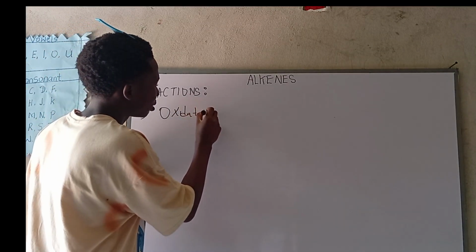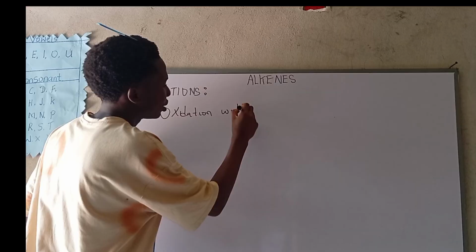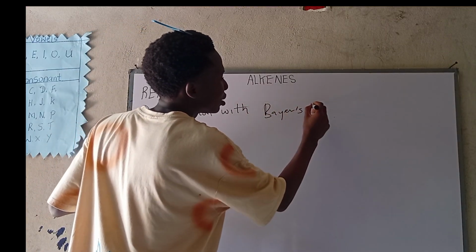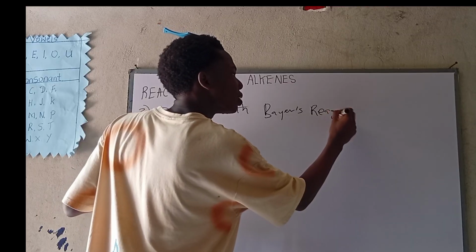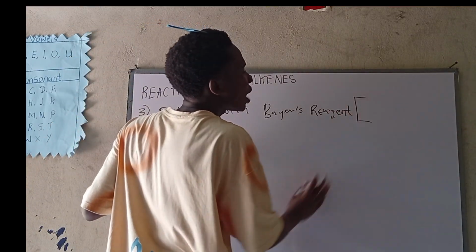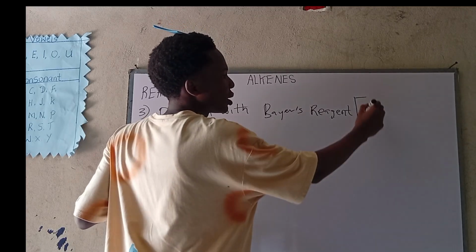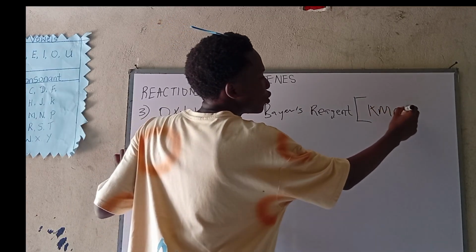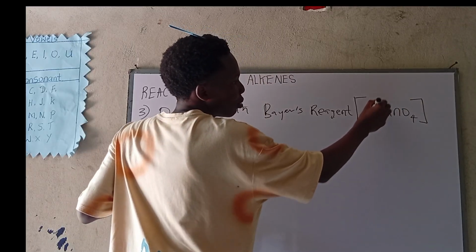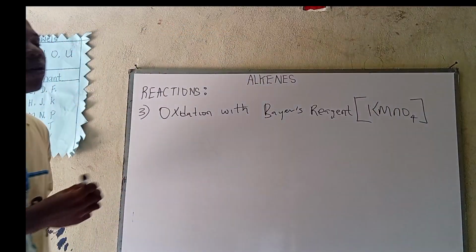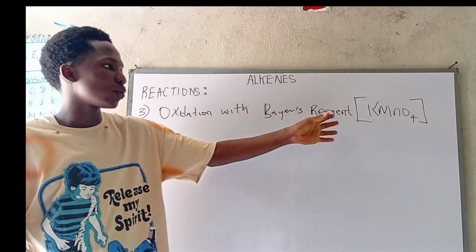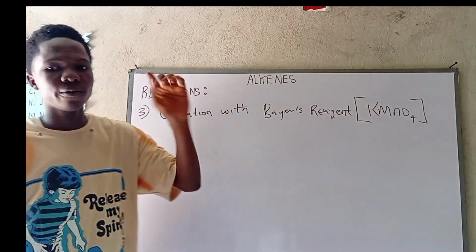Oxidation with Bayer's reagents. Oxidation with Bayer's reagent. Now, what do we know as Bayer's reagent? It is KMnO4. As I said, it's like the other one, but the other one there is a presence of what? Performic acid. But here, it's all about Bayer's reagent, known as KMnO4.